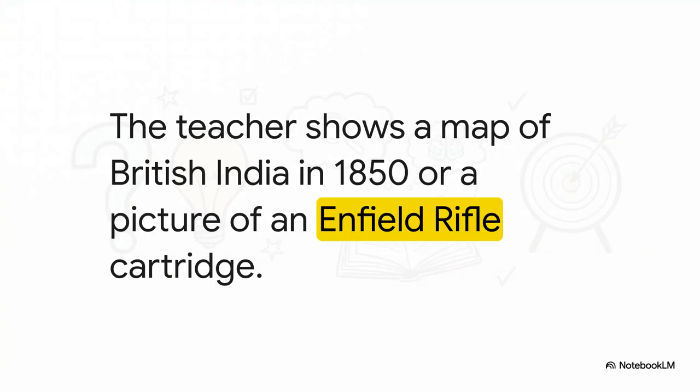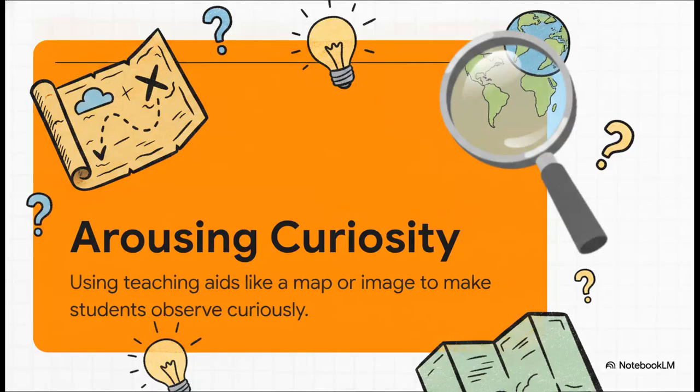Now, what's really interesting about this interaction is how it actually starts. It doesn't begin with a lecture. Instead, the teacher simply shows a map of British India in 1850, or maybe a picture of an Enfield rifle cartridge. That's it. The lesson plan notes the expected student activity here is just that the students observe the map or image curiously. And this taps right into our first defined psychological subskill of set induction, arousing curiosity and the use of teaching aids. The transition into the core topic relies purely on visual intrigue.